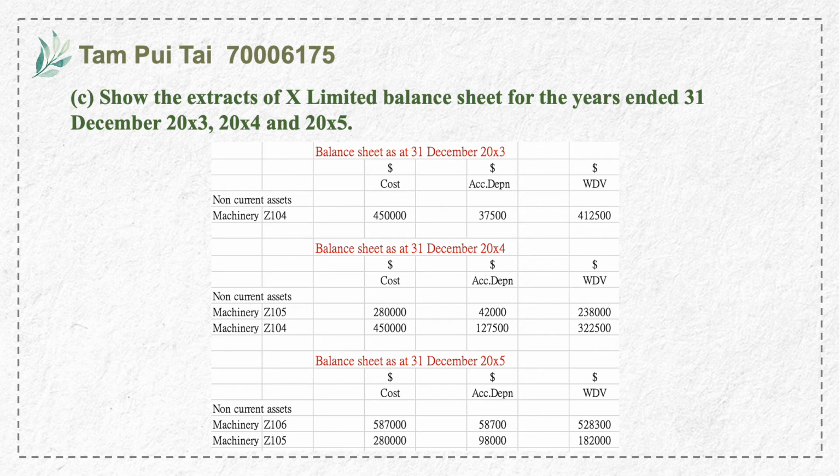And the second point I want to remind you of is 2000 X5 machinery Z105. This depreciation also needs two values to calculate. It is 56,000 plus 42,000. So after calculating, you can know it is 98,000.